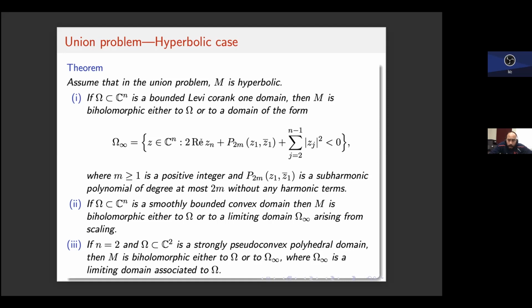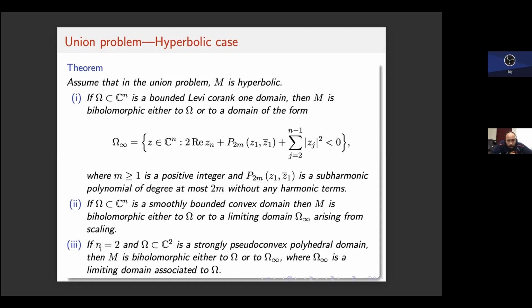Both have smooth boundaries. So we have two categories: convex finite type and convex infinite type. For these domains also a scaling principle is available, and in this case also we can show that the limit is biholomorphic either to Omega or a limiting domain. Okay, let's go to case 3.